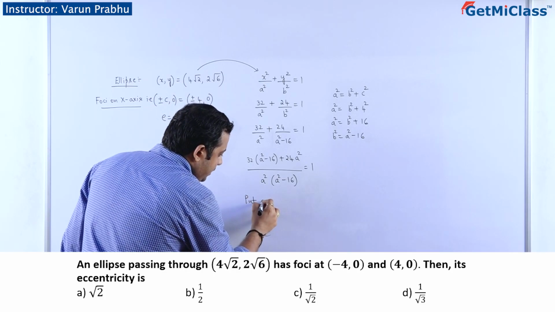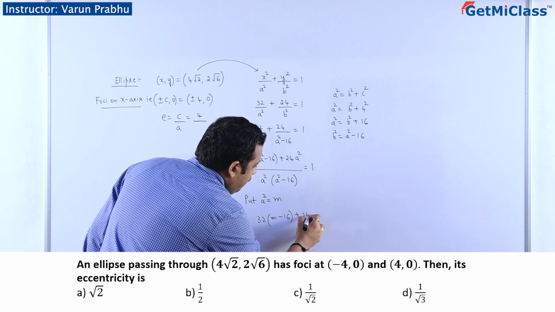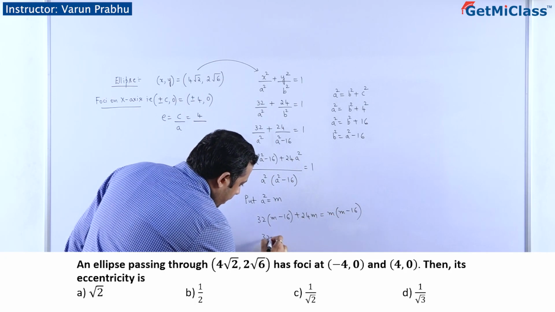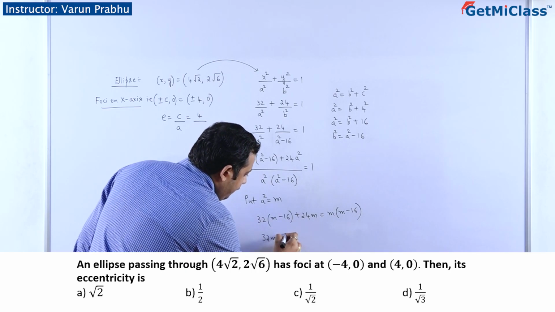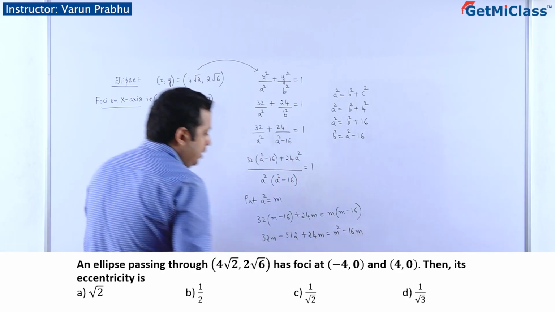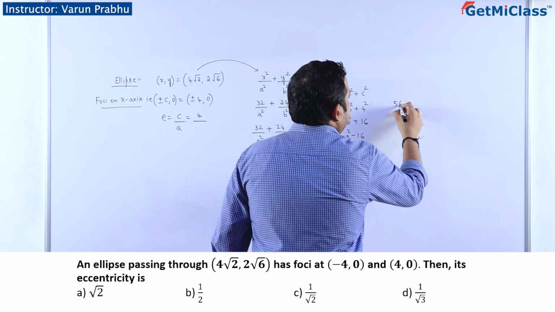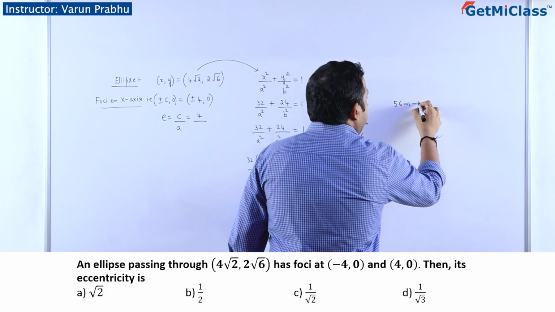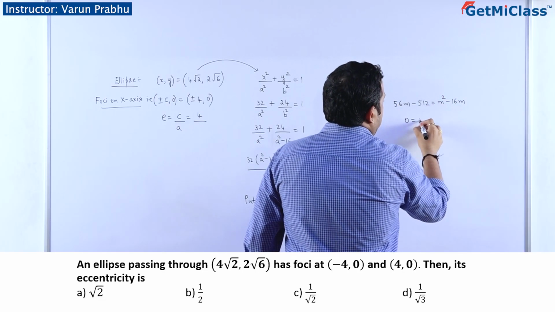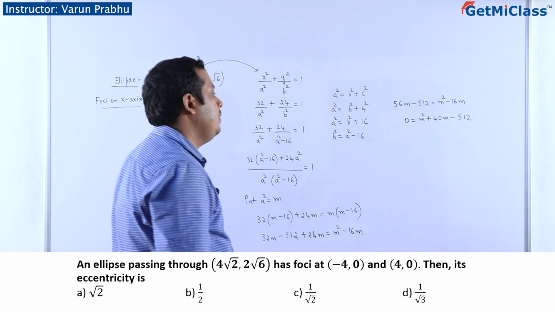Let me put a square is equal to m now. So 32 into (m minus 16) plus 24m is equal to m into (m minus 16). So 32m minus 512 plus 24m is equal to m square minus 16m. 32 plus 24 is 56m, so we get 56m minus 512 is equal to m square minus 16m, that is 0 is equal to m square plus 40m minus 512.